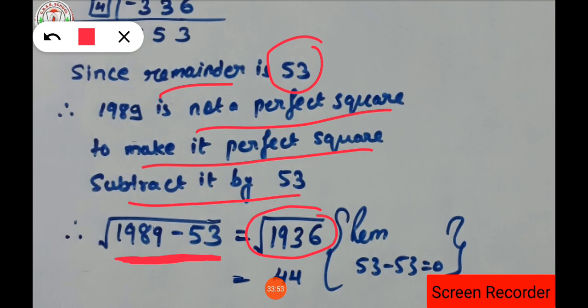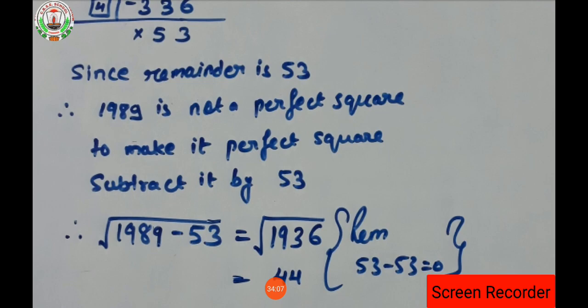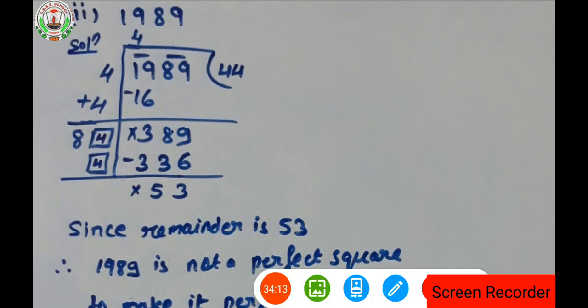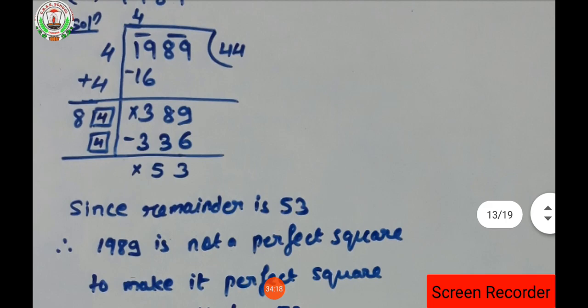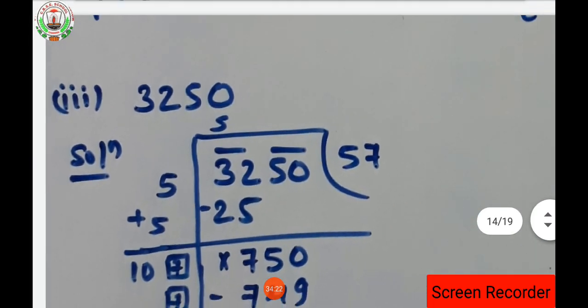This 53 will be subtracted from 1989, and along with it, the remainder also will be subtracted. Here also 53 will be subtracted from the remainder. Clear, everyone? So 1936, whose square root is what? Whose square root is 44. Clear, everyone? Okay.